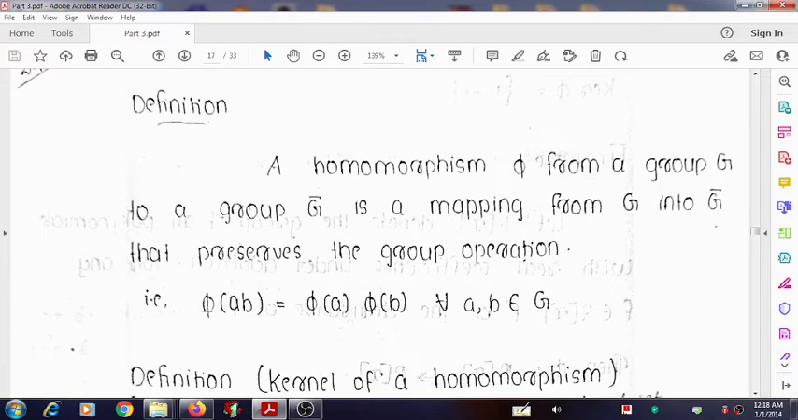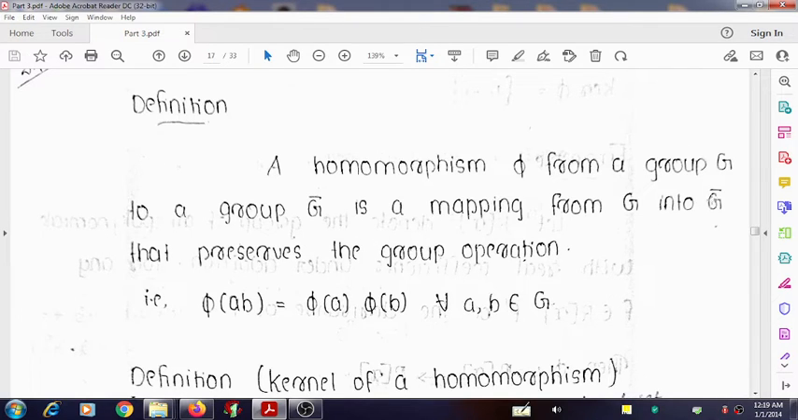The condition is that phi of AB equals phi A and phi B. Here you can see that this operation is in the first group. A and B are two elements of the first group. Whatever the operation in the first group may be, it is considered here between A and B to operate the elements A and B. And after that, we take the image of the result of the operation of A and B.